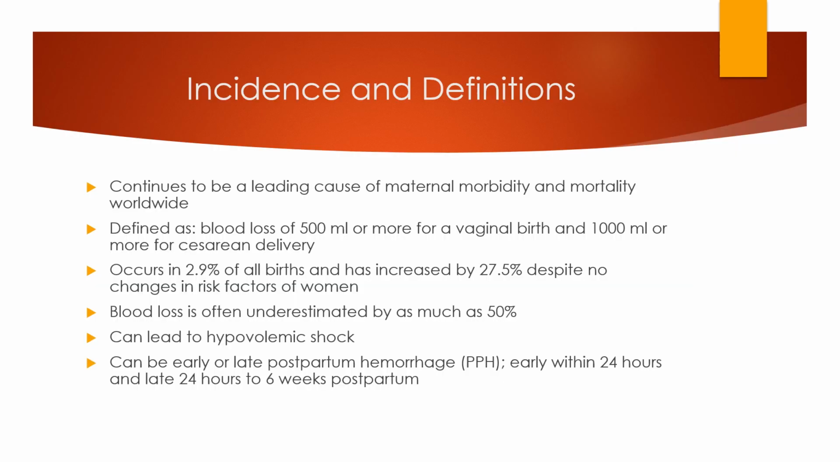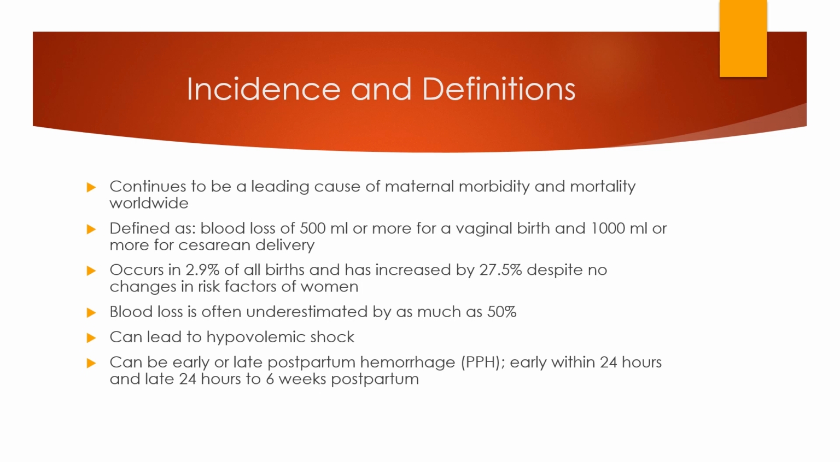We're going to first start with the incidence and definitions. It does continue to be a leading cause of maternal morbidity and mortality worldwide. It's defined as a blood loss of 500 mLs or more for a vaginal birth and 1,000 mLs or more for a cesarean delivery. It's important to understand that we need to quantify blood loss, meaning that we need to measure dry pads versus saturated pads to come up with a quantity, rather than estimating blood loss.